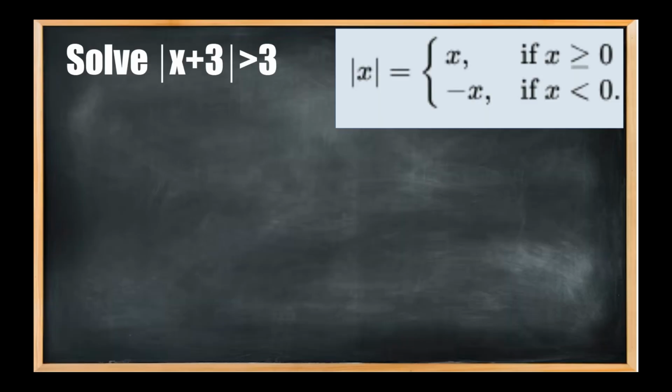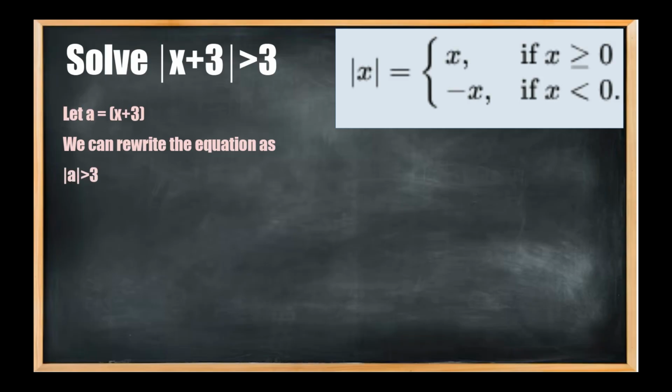So this is the problem which we have to solve. To simplify the problem, let's call x plus 3 as a. So we have created another variable a, which is equal to x plus 3, which means that the equation can be rewritten as: the absolute value of a is greater than 3. Now there are two conditions which are possible. This a can be either positive, a is greater than or equal to 0, or a is less than 0.